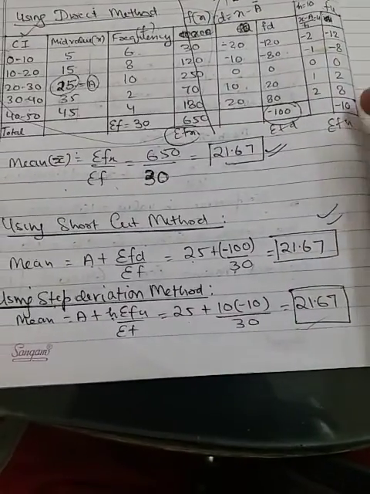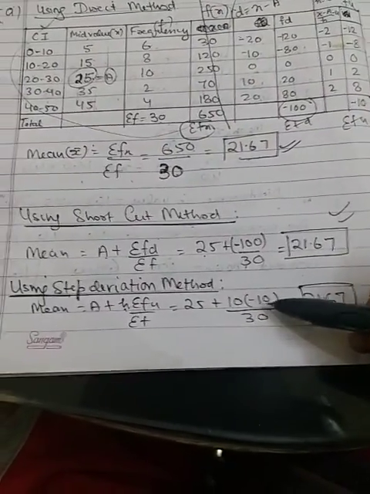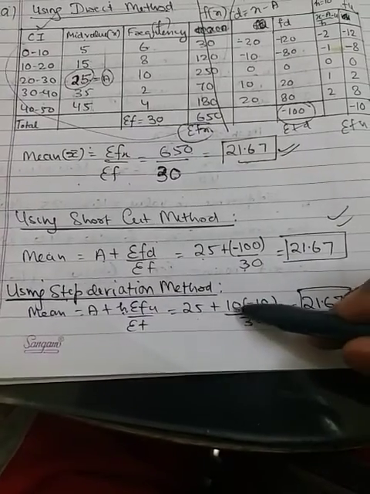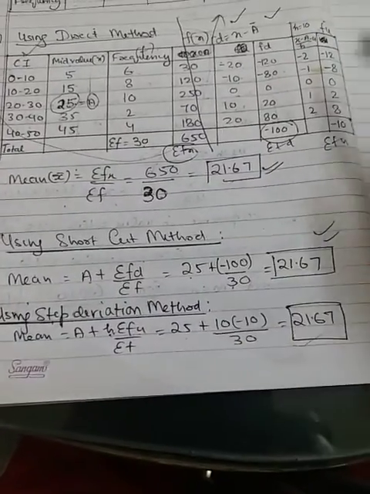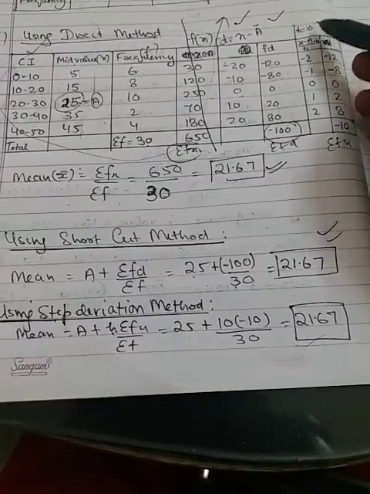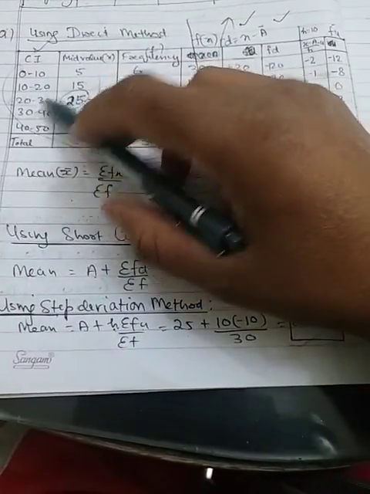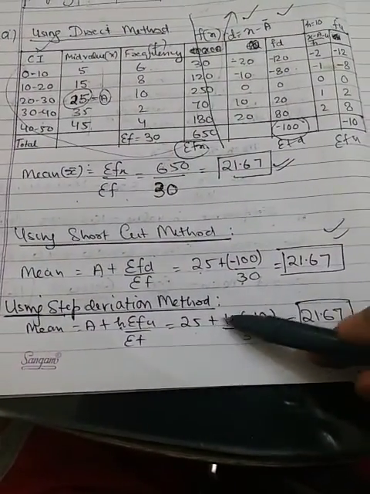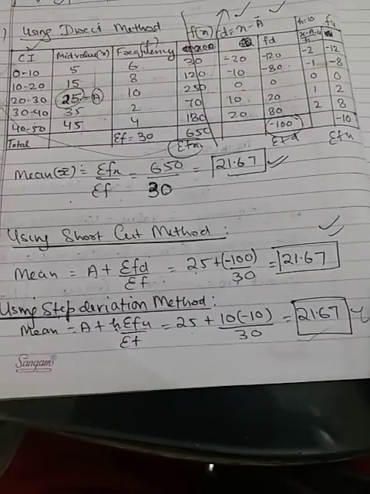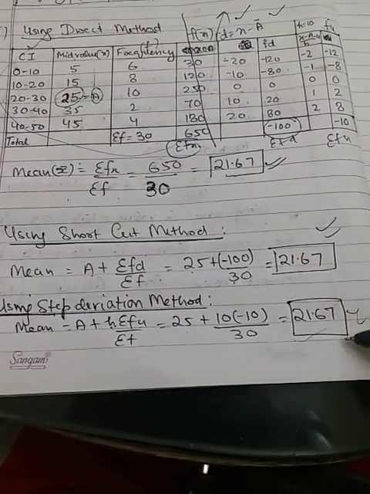Now put the value of sigma fu, minus 10, here upon 30, multiplied by the difference in the class interval, that is 10. 10 is the difference in the class interval, 0 to 10, 10 to 20. Now after all the solving we are getting the same answer. So whatever method you apply, the answer you can see is the same.